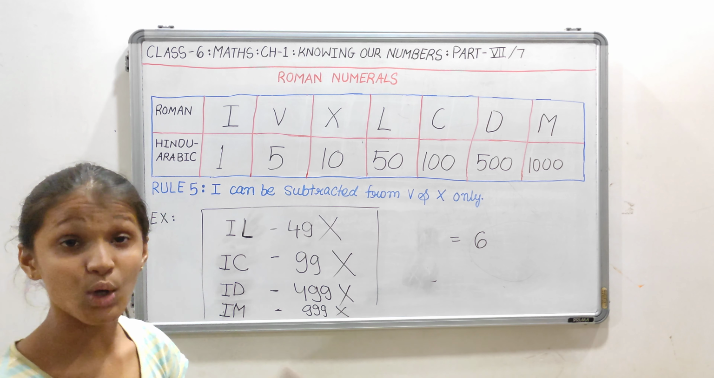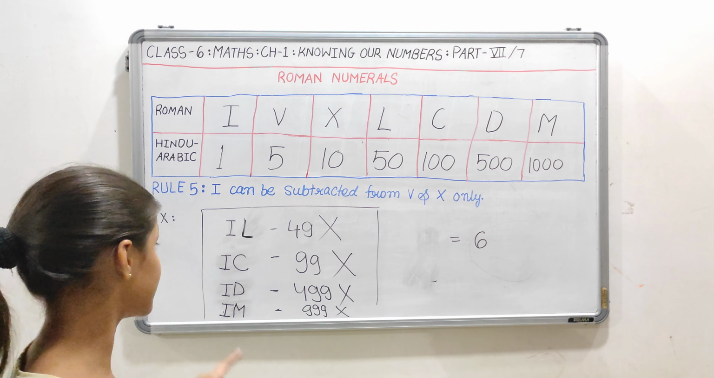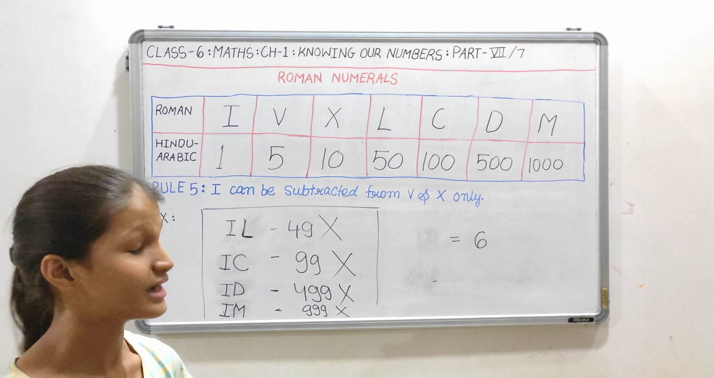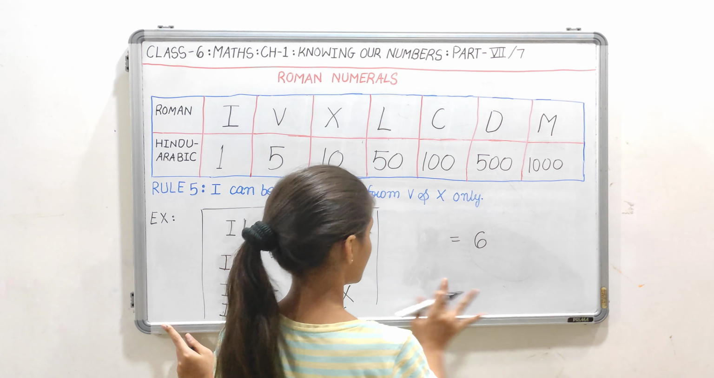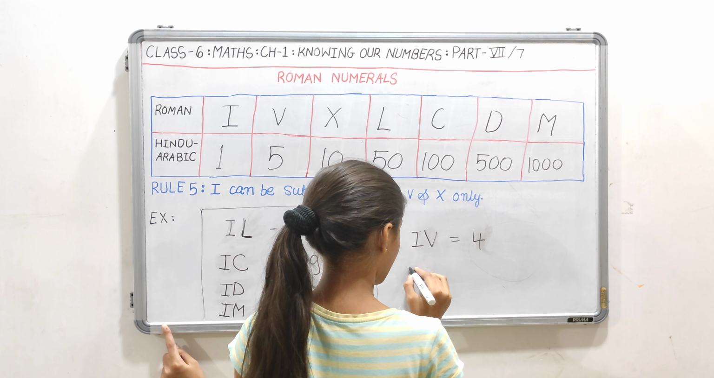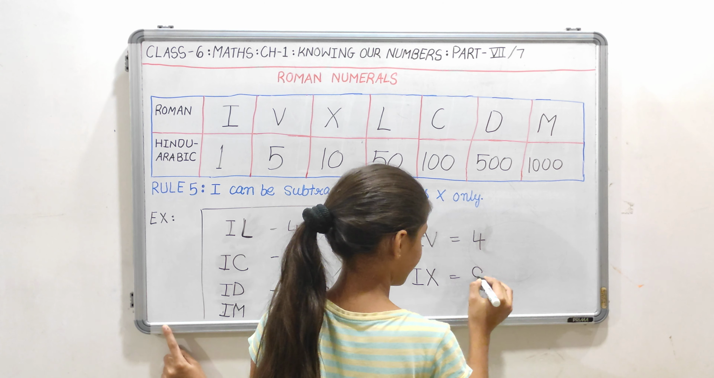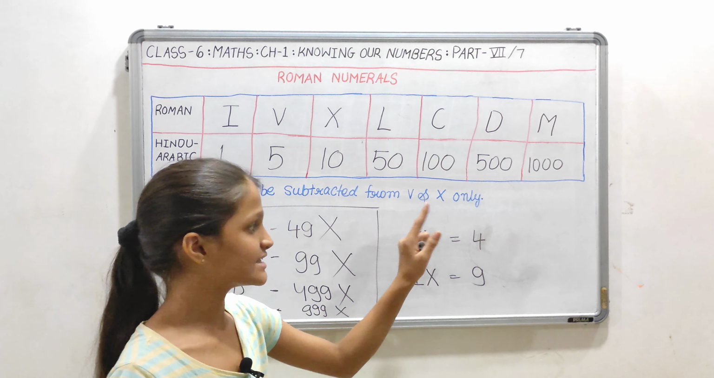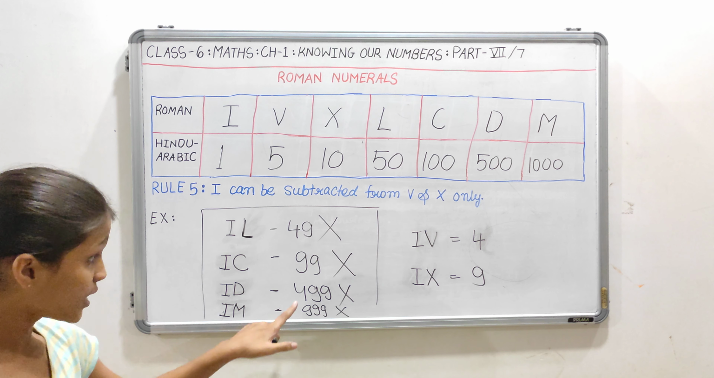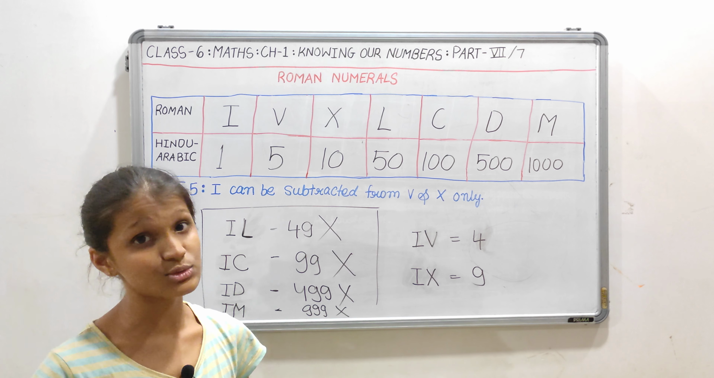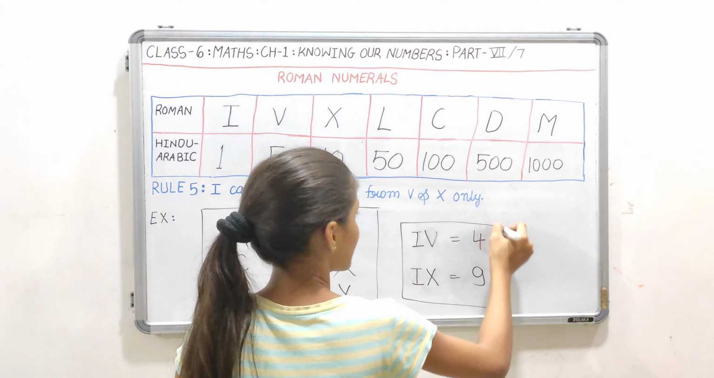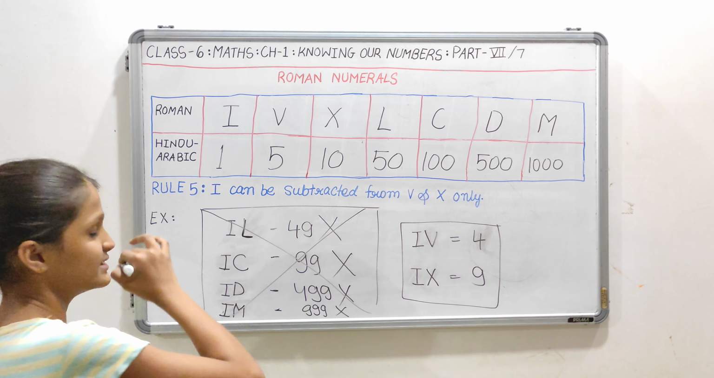IL is not equal to 49, IC is not equal to 99, ID is not equal to 499, and IM is not equal to 999. Now what would be our answer here? This would be 4 here, and this would be 9. That means 5 minus 1 and 10 minus 1. 50 minus 1, no. 100 minus 1, no. 500 minus 1, no. And 1000 minus 1, no. So only these two can be correct, not these.